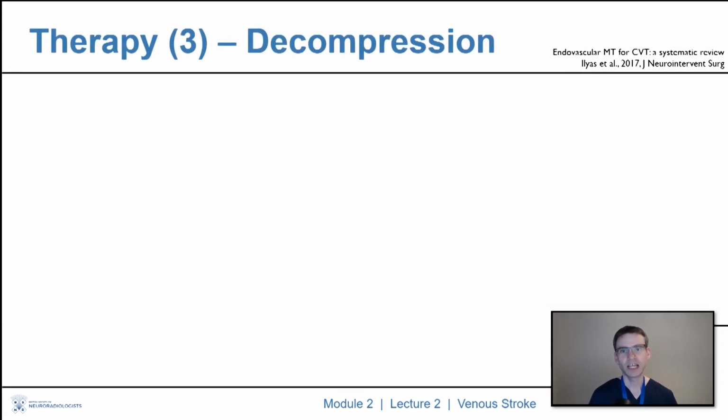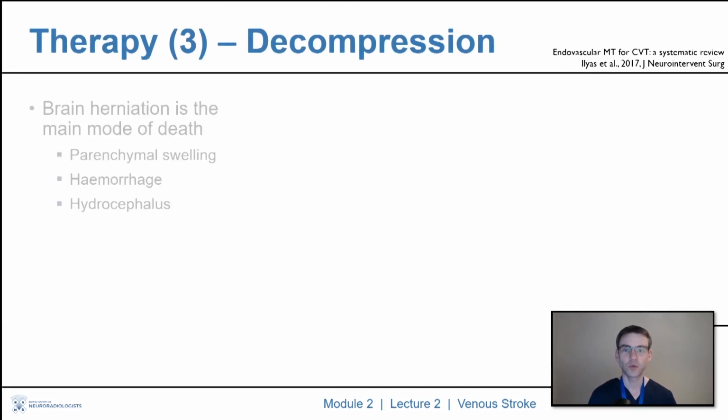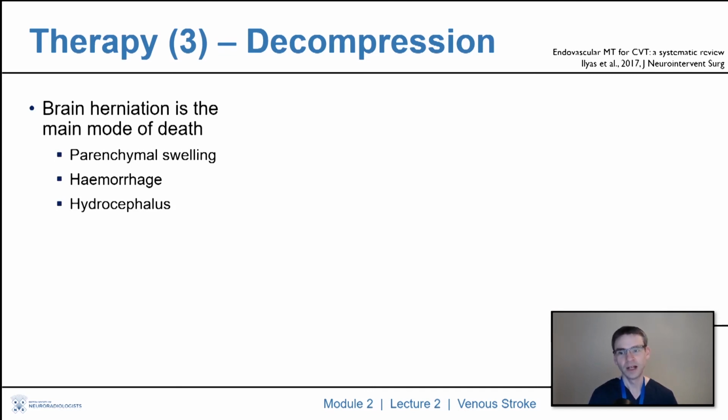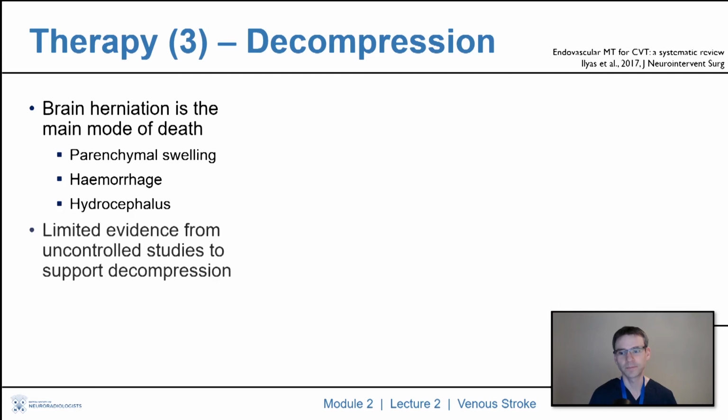And finally, if the patient is deteriorating despite that, why are they deteriorating? Well, usually brain herniation is the mode of death in patients that do not make it. That could be due to the parenchymal swelling from venous edema, or more likely a large infarct. It could be due to hemorrhage with massive mass effect and surrounding edema, or it could be if there's intraventricular hemorrhage or subarachnoid hemorrhage as a result of hydrocephalus where there's no shunt in place.